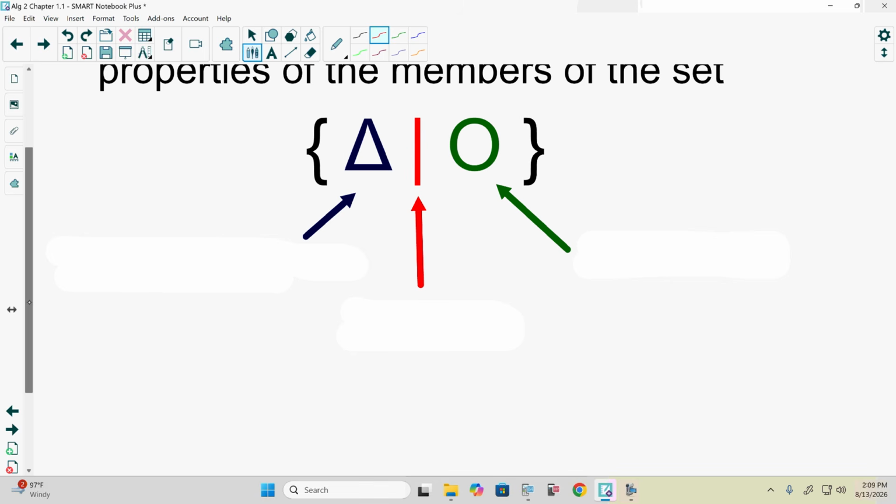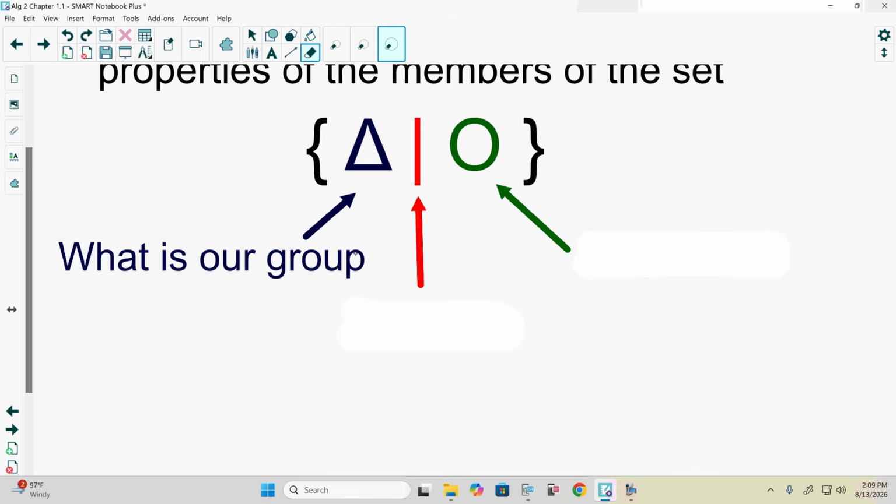These 3 pieces, it's always braces, triangle, bar, circle. Now, what we put in place of the triangle is our group. What number group are we talking about? Are we talking about real numbers, rational numbers, irrational, whole, natural? What types of numbers are we talking about? This is what goes there. Now, for the most part, it's going to be brace X bar. If it's brace X and then the bar, we're talking about the set of all real numbers. If we're talking about real numbers, we don't have to specify, it's understood.